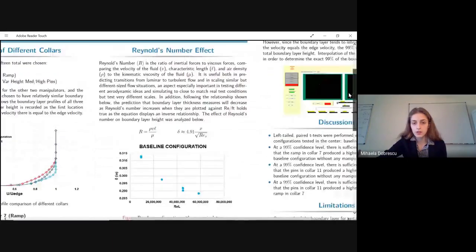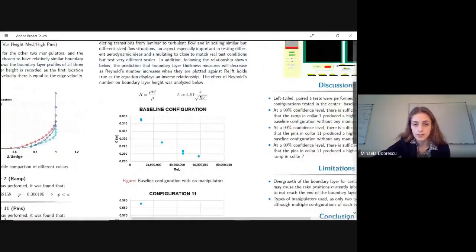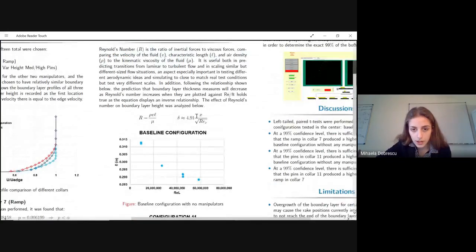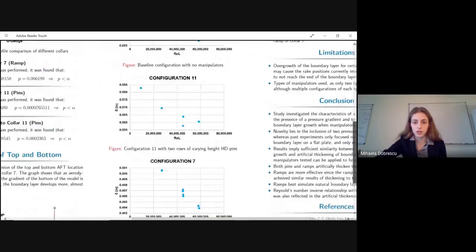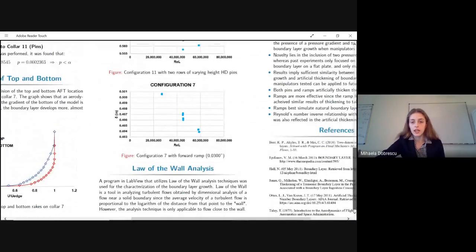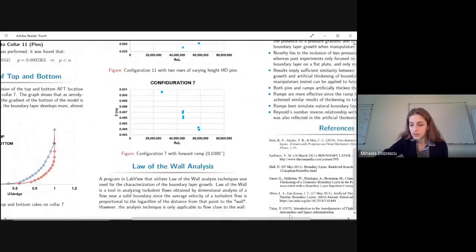I also looked at Reynolds number, which is a scaling measurement, and it compares the inertial forces to the viscous forces. As you can see here, it is very useful in scaling, and this relationship would imply that the boundary layer height delta is inversely proportional to the Reynolds number. I looked at the baseline, again, configuration 11 pins and configuration 7, and in all 3 graphs you can see the same relationship here.